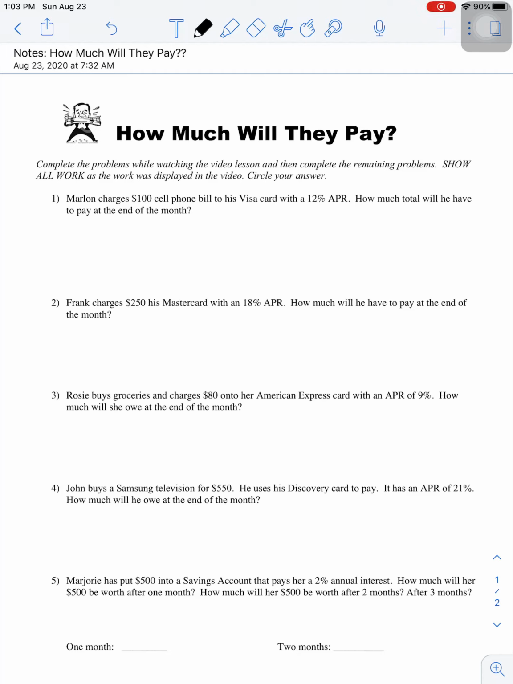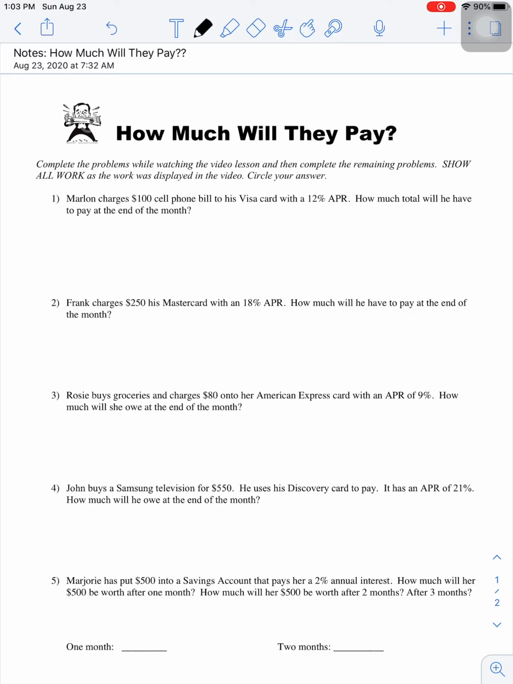All right, hello, transition to college math. With our talking about credit cards and APR, annual percentage rate, we're going to learn how to actually, if you charge something, calculate what you would be paying on that at the end of the month. And I guess the question that most people ask when they're taking a math class is, when am I ever going to use this?